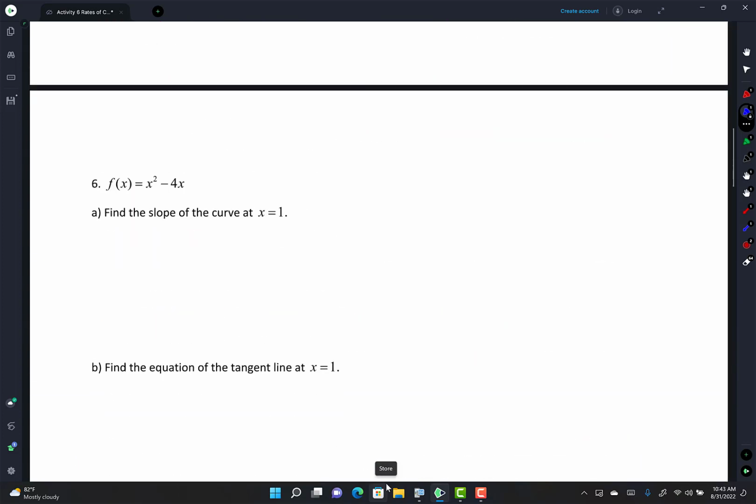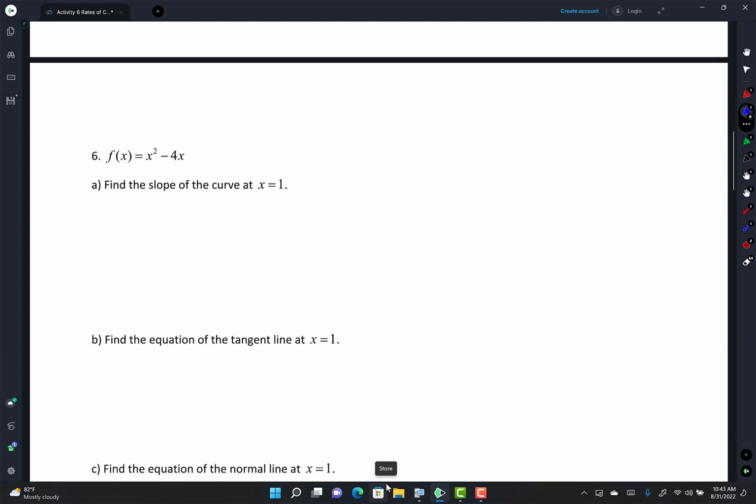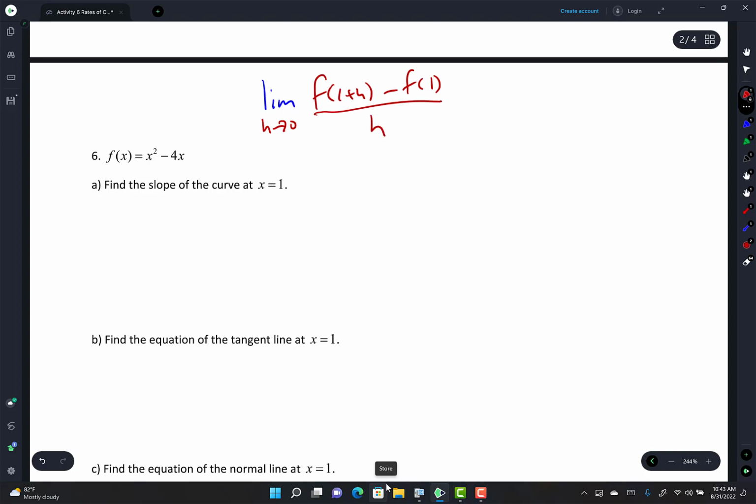6a. So I want the slope of this curve at x equals 1. So I need to do the limit as h approaches 0 of f of 1 plus h minus f of 1, over h. I'll just get you guys started. f of 1: 1 squared minus 4 times 1. So I see -3.